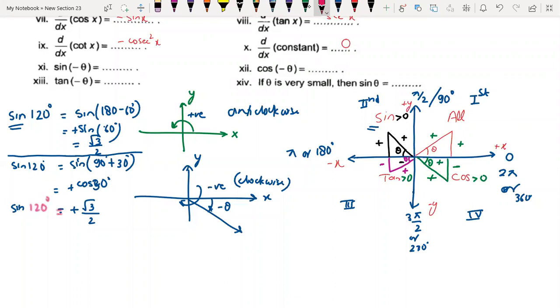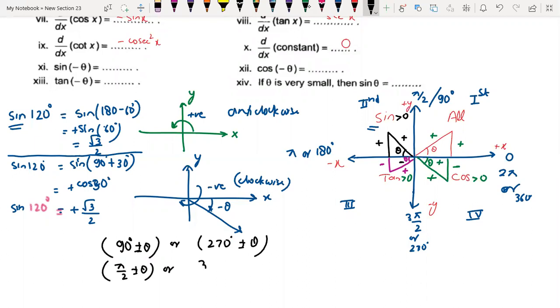So if we express an angle as 90 plus minus theta and 270 plus minus theta, and similarly in terms of pi, pi by 2 plus minus theta and 3 pi by 2 plus minus theta, or for that matter any odd multiple of pi by 2 plus minus theta, then the trigonometric ratio will change. If it is sine, it will convert to cos. If it is cos, it converts to sine. If it is tan, it will convert to cot. Right?